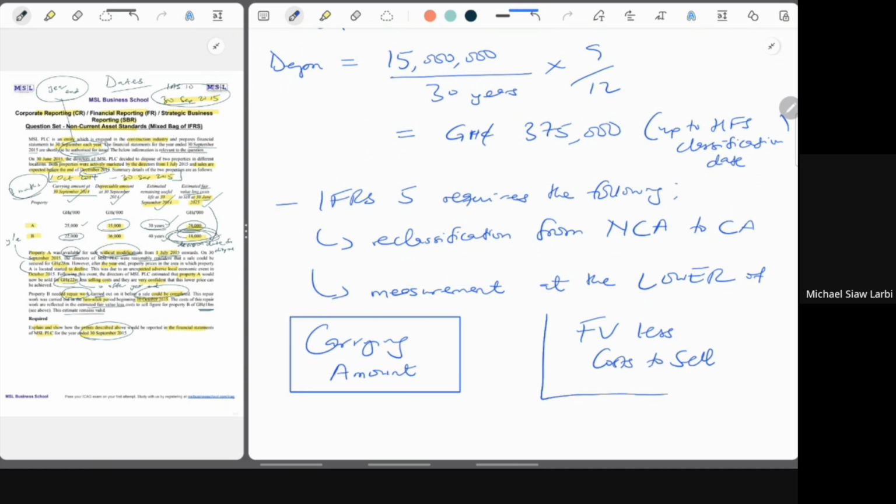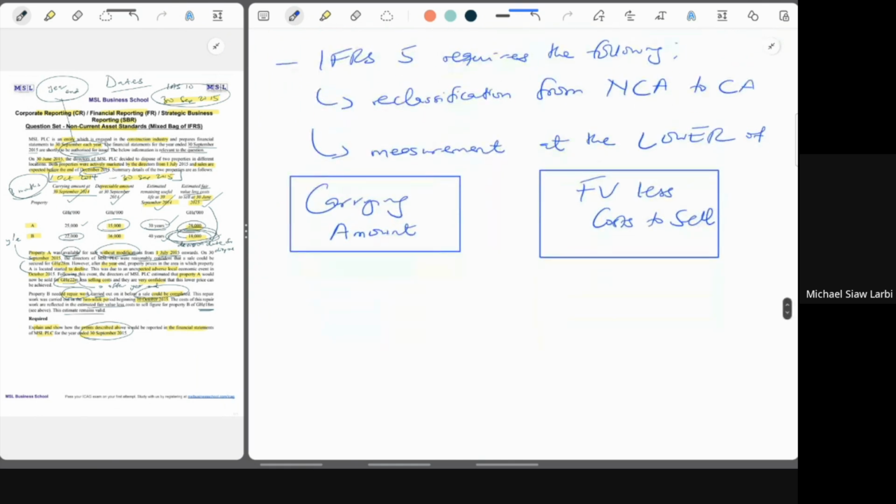Once you classify as held for sale, the asset is measured at the lower of the carrying amount of the asset at the date of classification as held for sale, and its fair value less cost to sell. So let's work for these individually. What is the carrying amount in the question? This would basically be the carrying amount at the end of last year minus the year-to-date depreciation up to the point of classification as held for sale.